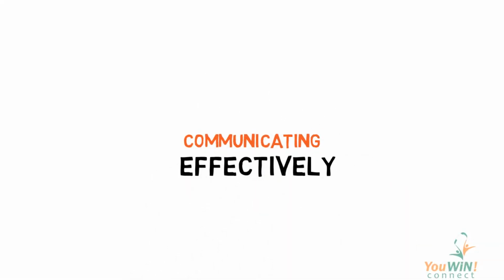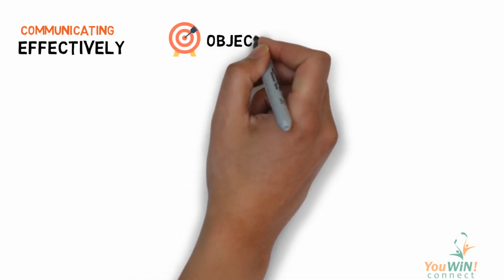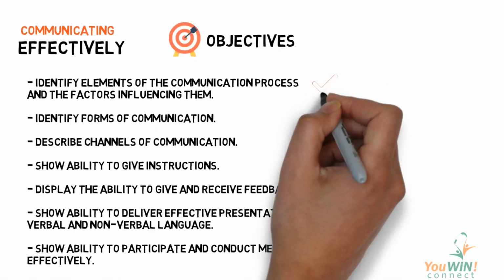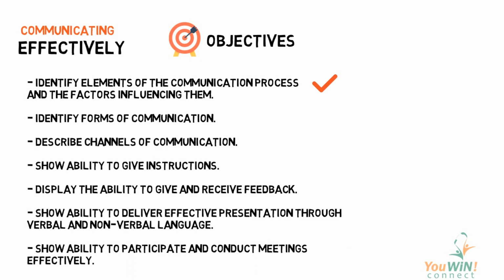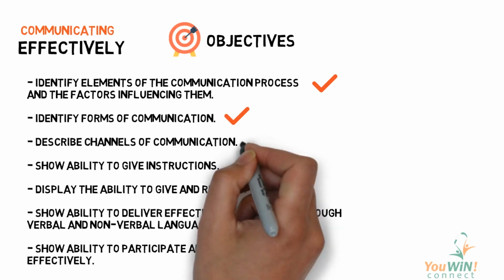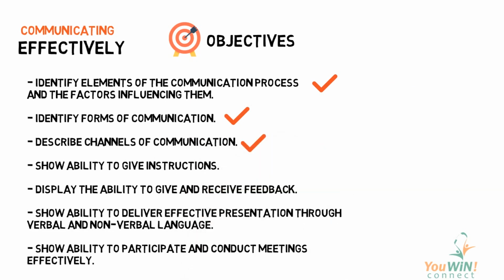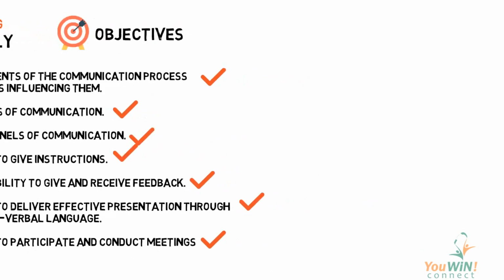Our first module is communicating effectively. By the end of this module, you should be able to identify elements of the communication process and the factors that influence it, identify forms of communication, describe channels of communication at work, show ability to give job instruction, display the ability to give and receive feedback, show ability to deliver effective presentations by using verbal and non-verbal language, show the ability to participate and conduct meetings effectively.